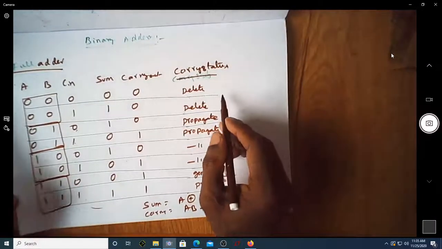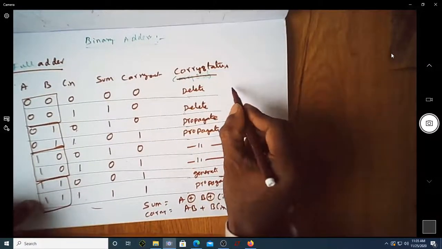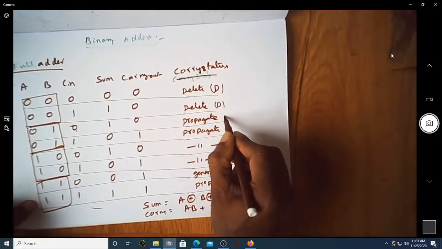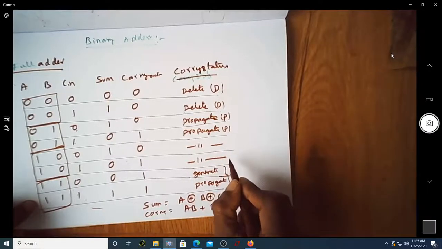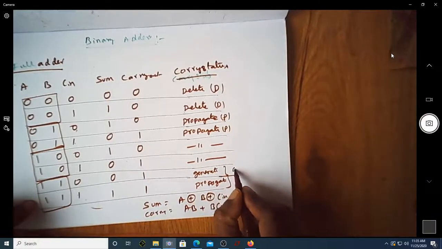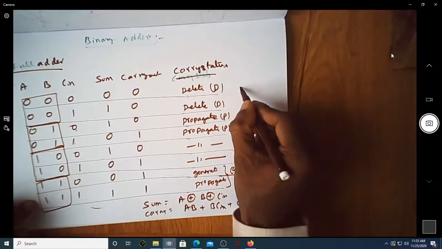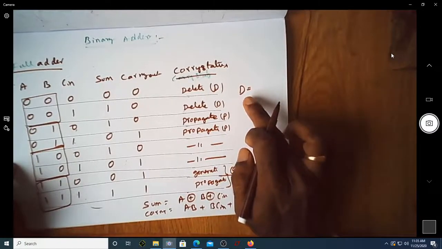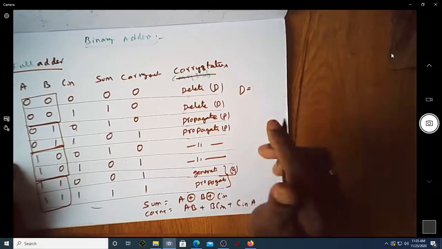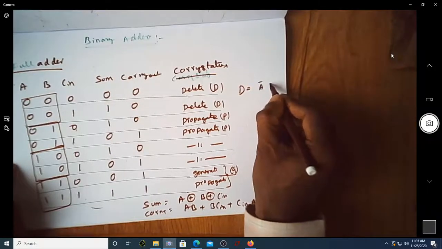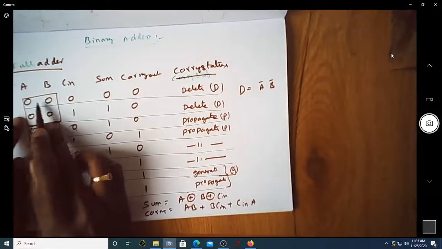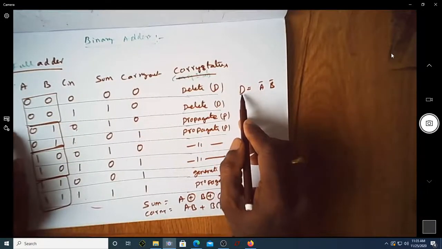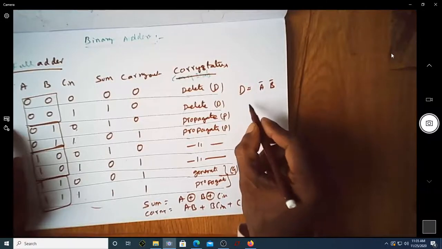I can certainly write, okay, when do you get, of course, if I say this is D here, this is propagate, and this is generate. So when do I get a delete signal as 1? Delete signal will be 1 when A and B are 0 0. When A and B are 0 0, I will get a delete signal. So that's why I'll say D is equal to A bar B bar.